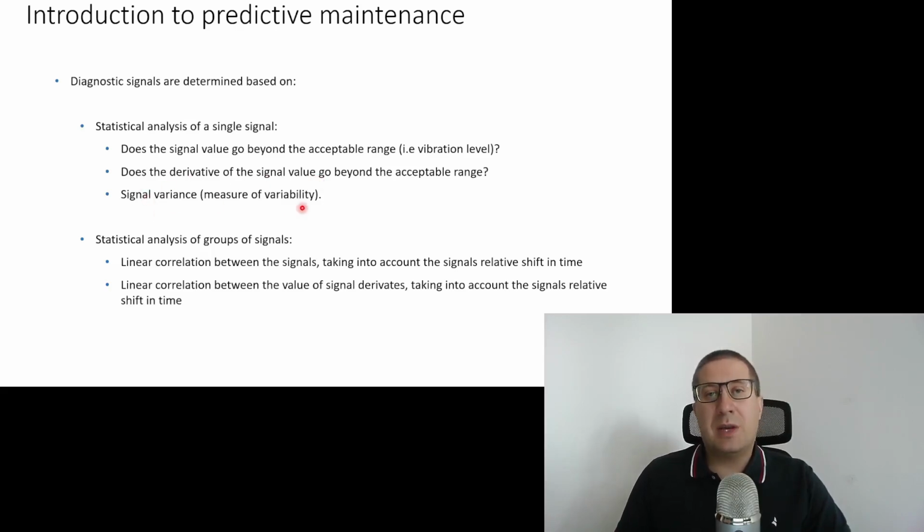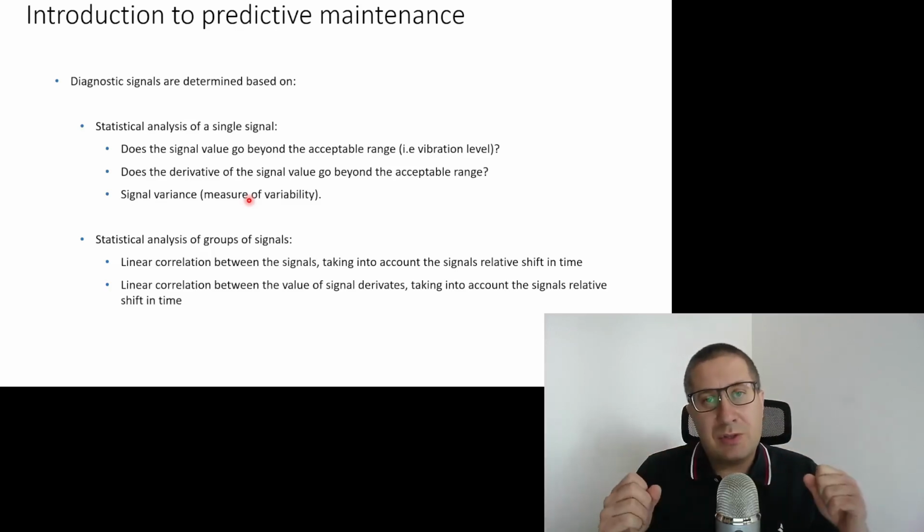I already mentioned this. If the variance, or a measure of variability, differs from the normal behavior, like for example the signal is flat, then it could be a diagnostic signal. Those are very simple approaches.